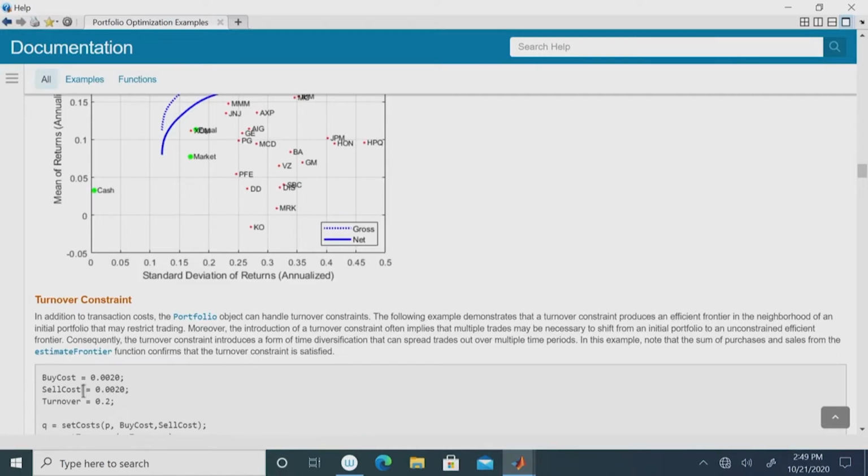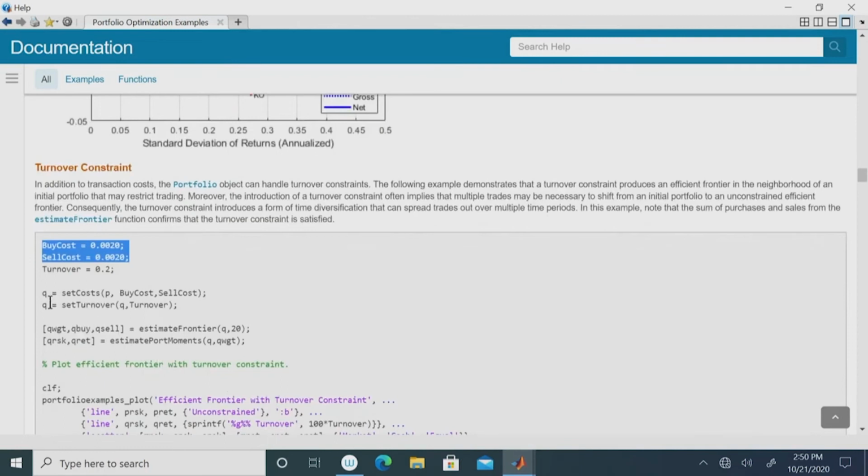So, accordingly what we do is, in addition to the cost of 0.0020 of buying and selling, that is 0.2% applicable in case of the cost, we set the turnover at 0.2 or 20%. So, accordingly we set q. Now this q that we have here, as before, includes the buying and selling cost. So, this is what you have done when you consider only the transaction cost, and on top of it now we add to Q the turnover as per our specification, which in this case is 0.2 or 20%.